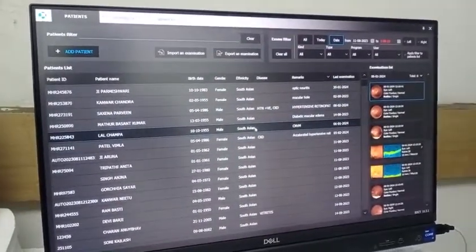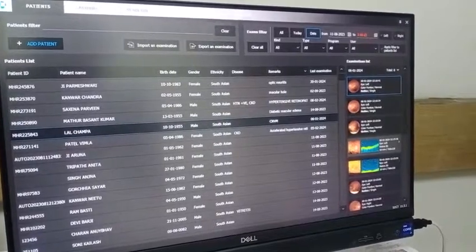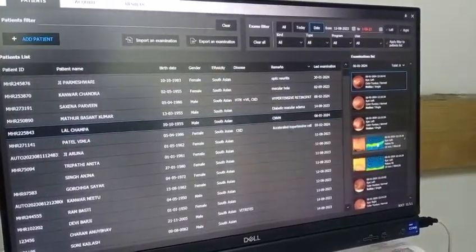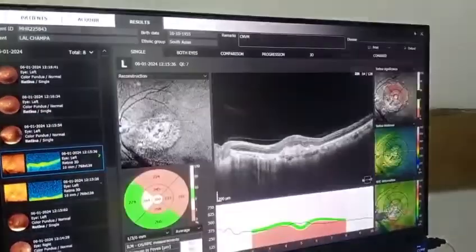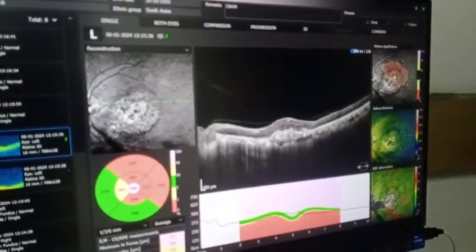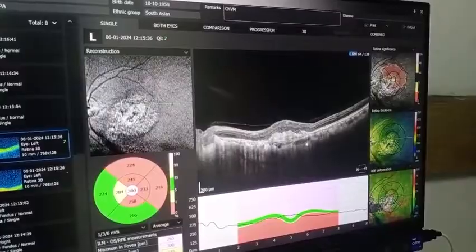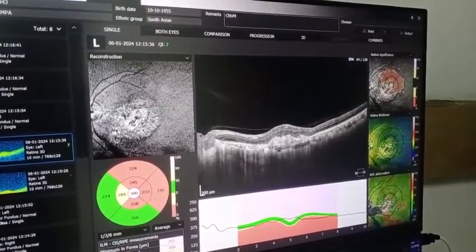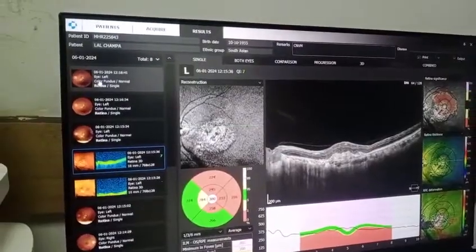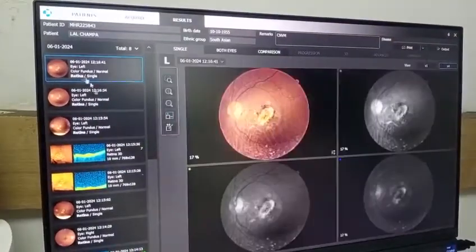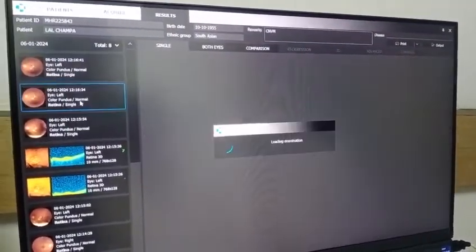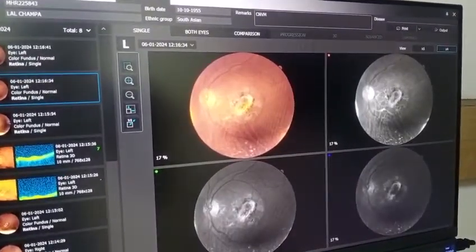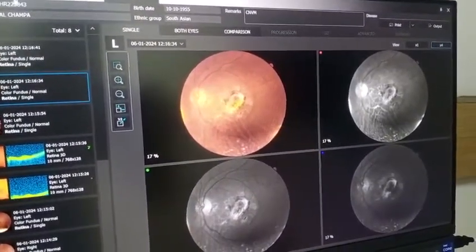This is the case of CNVM. So you can see here, this is the classical picture of the CNVM. Choroidal neovascular formation is here. This is an old scar and this is the formation of CNVM in the left eye.